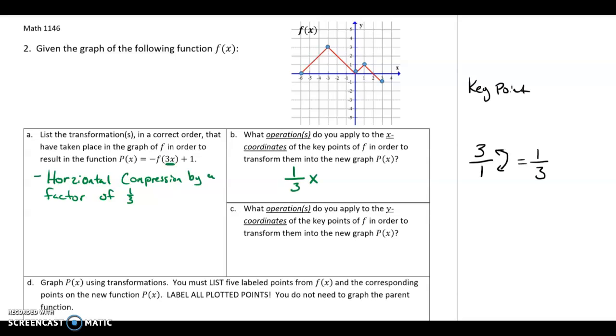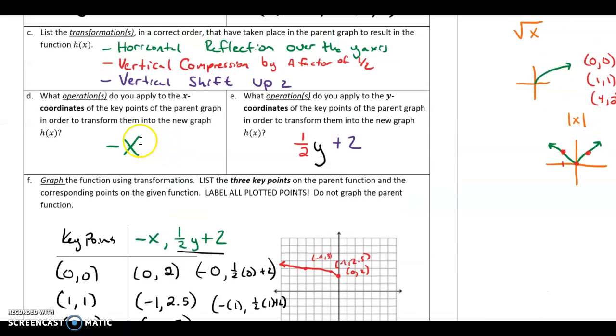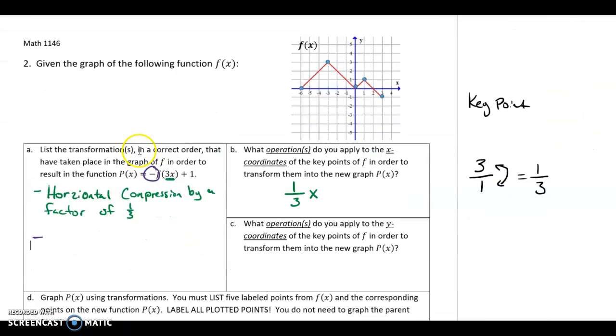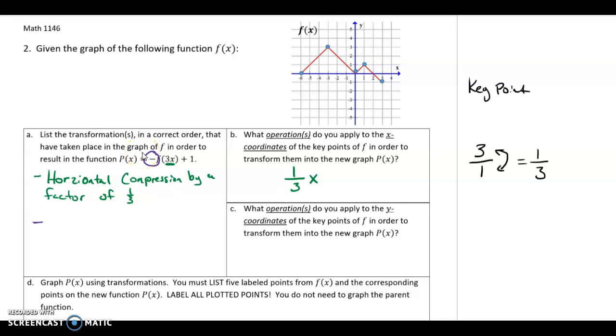Okay. Now let's move to the outside, see what's happening there. I see a negative outside. What do we remember with negatives? When we had the negative on the inside in this last one, it was a reflection. Well, same thing on the outside. It's just not a horizontal reflection. This is a vertical reflection, so since it's vertically reflecting, it's flipping this way. So it's actually flipping over the x axis.